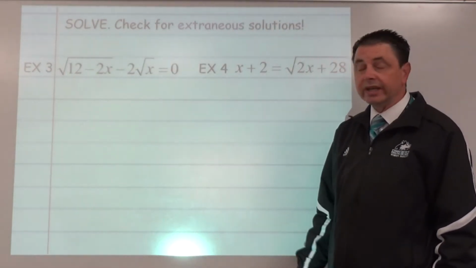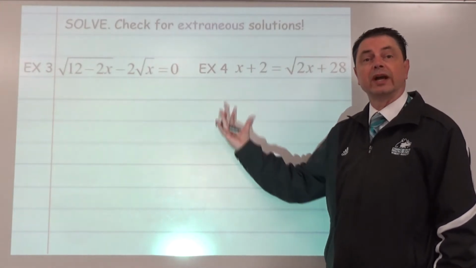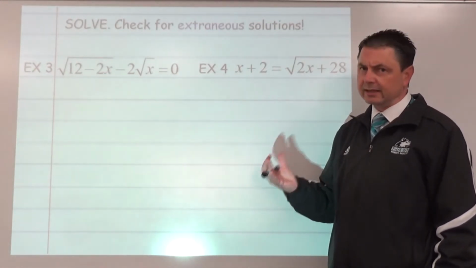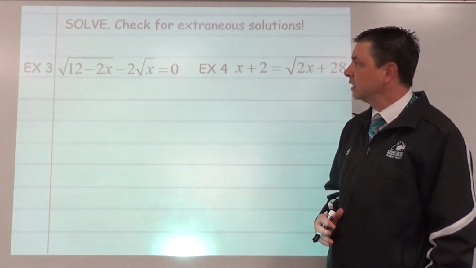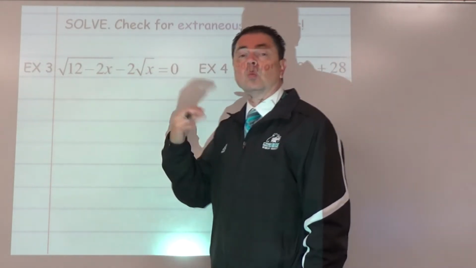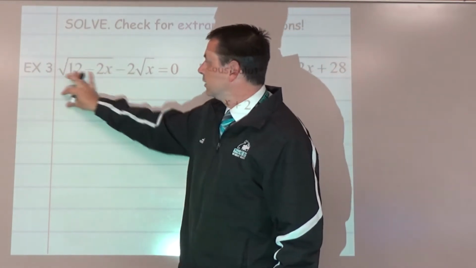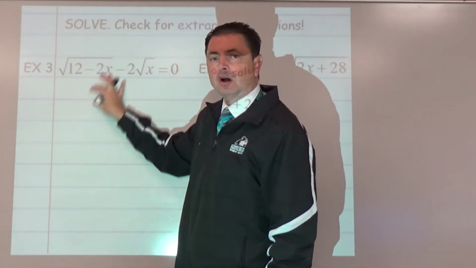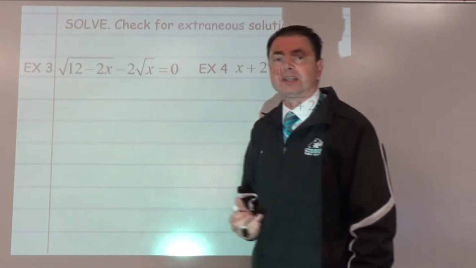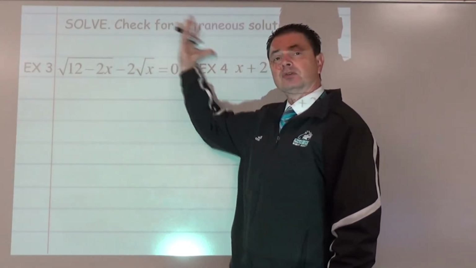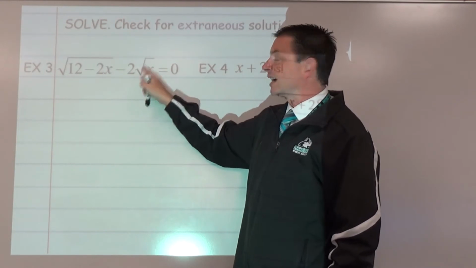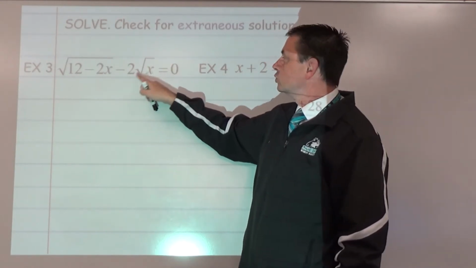Example number 3. This one's got a couple different square roots in the problem. It's got some other complexities, so we'll definitely be careful as we work through this. We want to isolate one of the radicals, probably this one. Get this one all by itself on one side of the equation. To undo this, we're going to undo the subtraction. We're going to add 2 square root x.